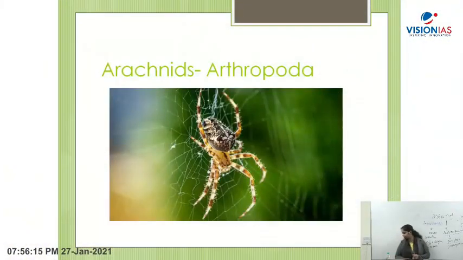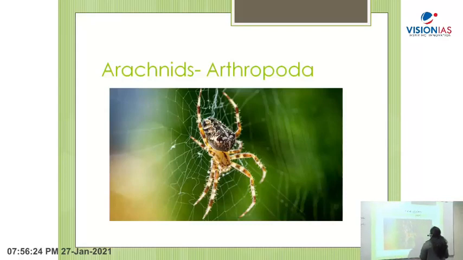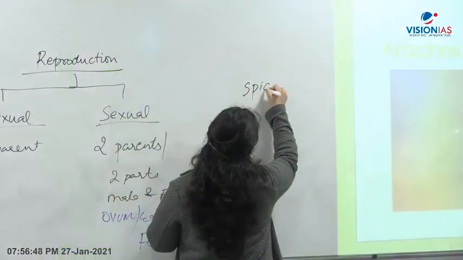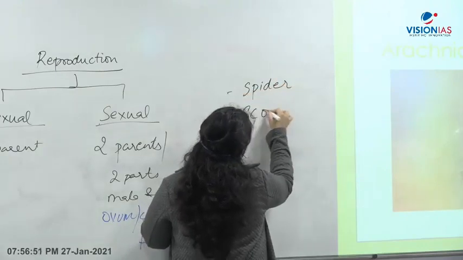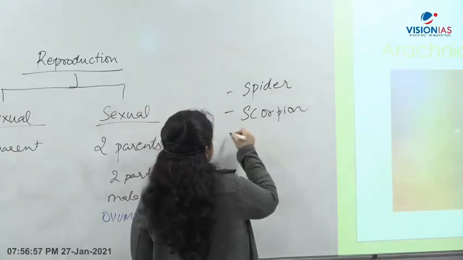Next group, under arthropods only, there are 3 groups. First was insects. The second group is arachnids. You can see the nice spider. Arachnids. And examples, one of course you can see is spider. And just imagine the structure of a spider, and a similar shape and structure would be of the scorpion. Scorpion, bichu. Looks like the spider.